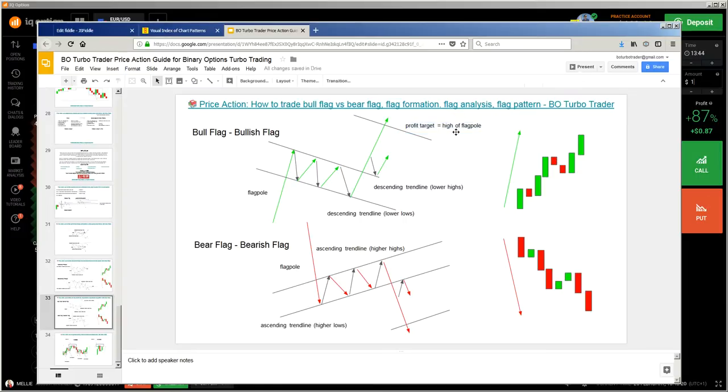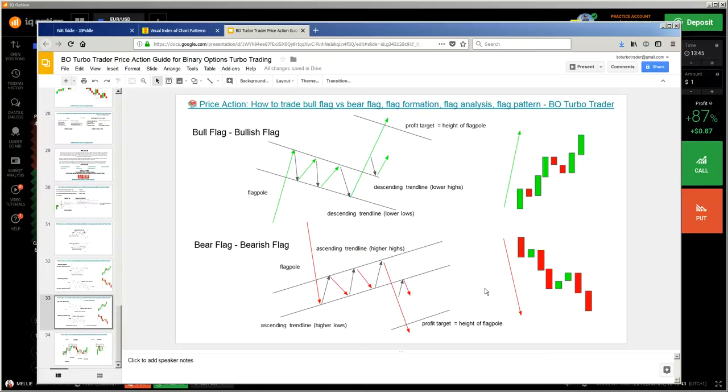So I take the height of the flagpole and copy, and the same is here below. And so we have completed this, and this is everything you need to know about flags.